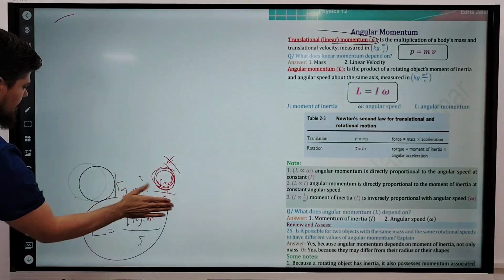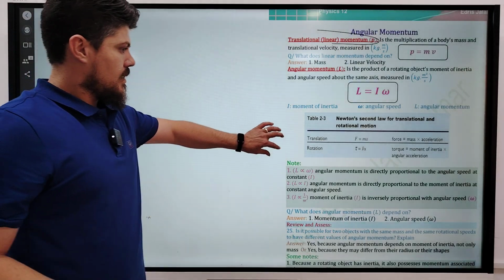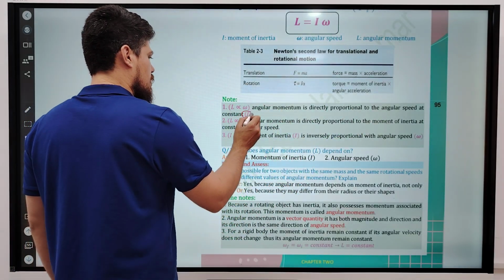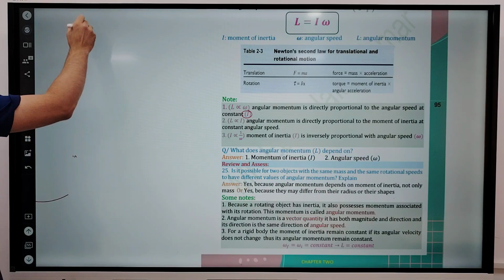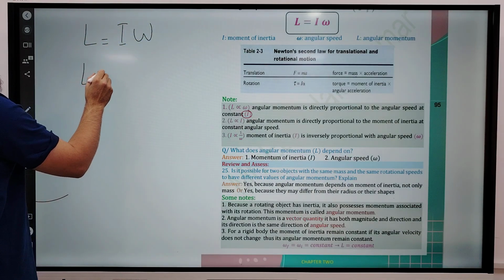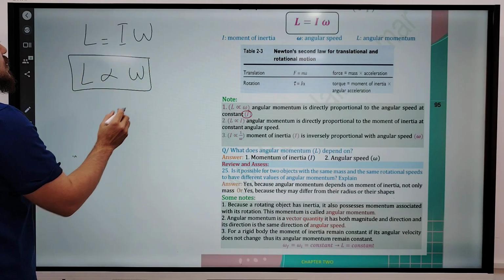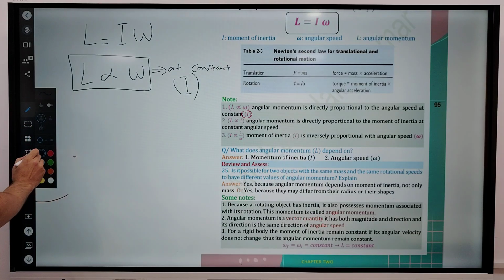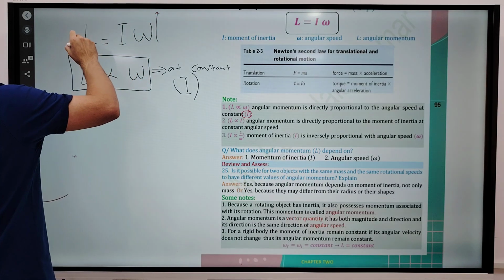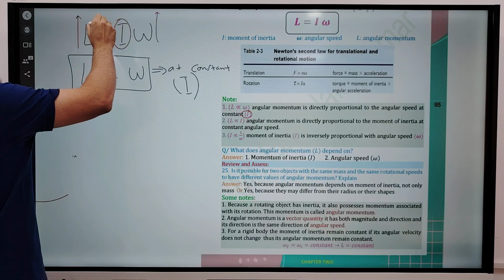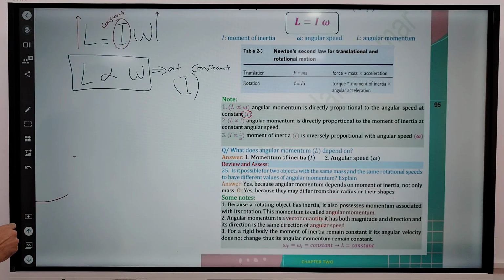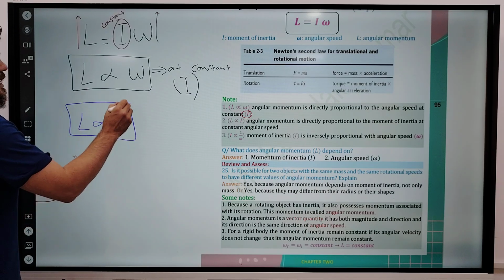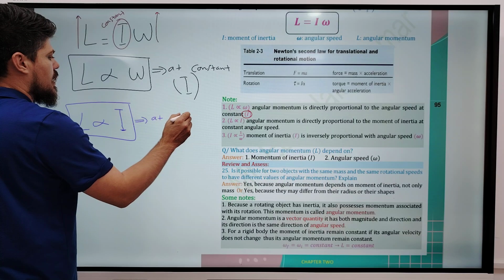Now we have some tips and notes about angular momentum. Angular momentum is directly proportional to angular speed when moment of inertia is constant, according to the equation L equals I omega. What is the relation between angular momentum and angular speed? It is directly proportional, but at constant moment of inertia. When angular speed increases, angular momentum also increases, at constant moment of inertia. Angular momentum and moment of inertia are also directly proportional, but at constant angular speed.